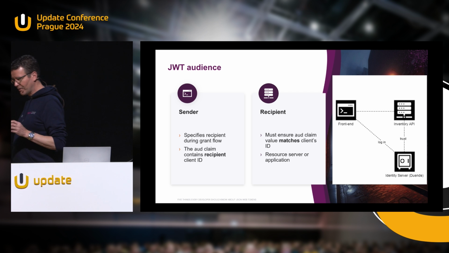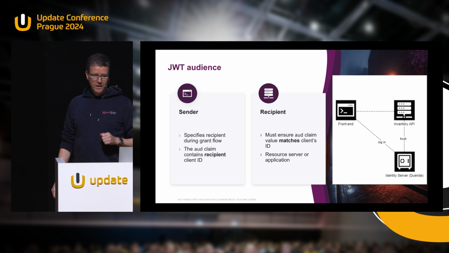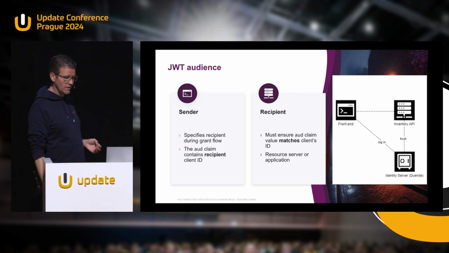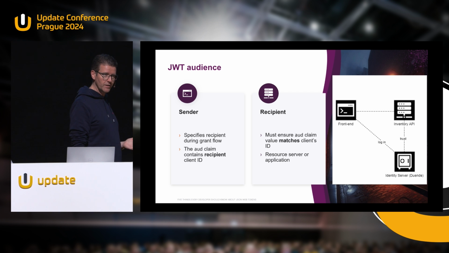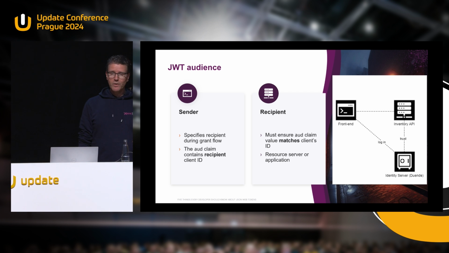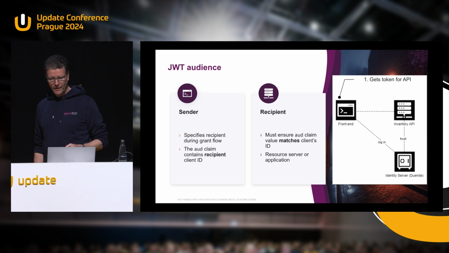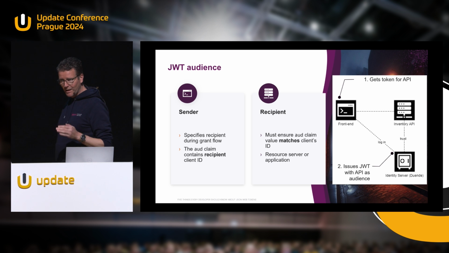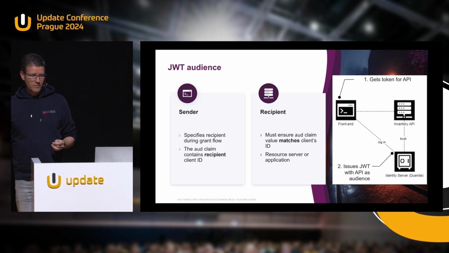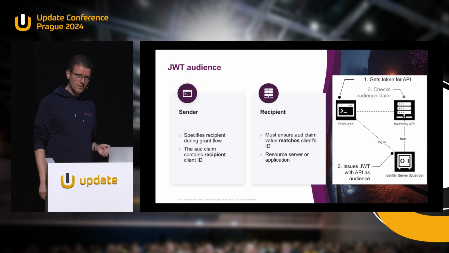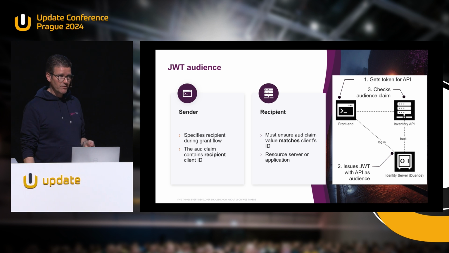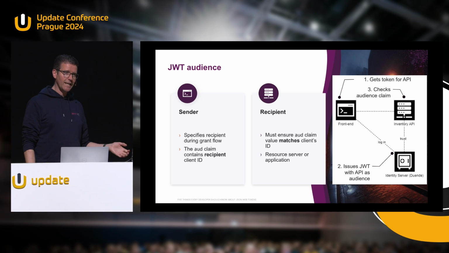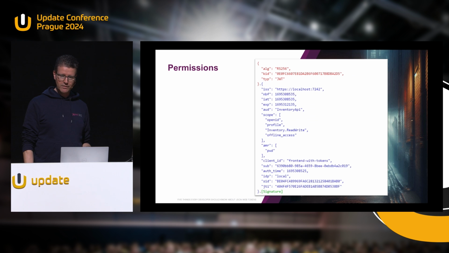Right. If you get a token and you send it to an API, the recipient in this case needs to make sure that the audience claim matches what the app itself knows is its client ID. So the way it works in my demo, the front end will get a token with the intent of calling the API. The IDP will issue a JWT token with the API as its audience. And the API needs to check whether the audience matches its client ID inside the identity provider.